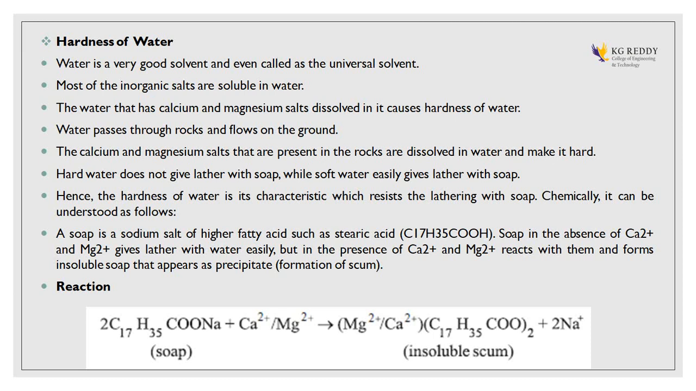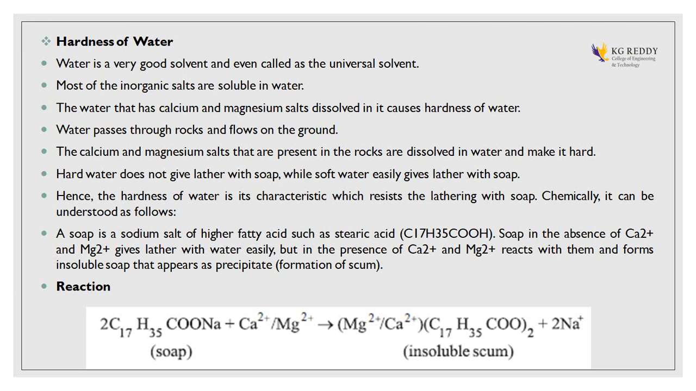Temporary hardness is due to the presence of carbonates and bicarbonates of magnesium or calcium. So generally we can define temporary hardness: it is due to the presence of carbonates and bicarbonates of calcium and magnesium. Permanent hardness is due to the presence of chlorides and sulfates of calcium and magnesium.